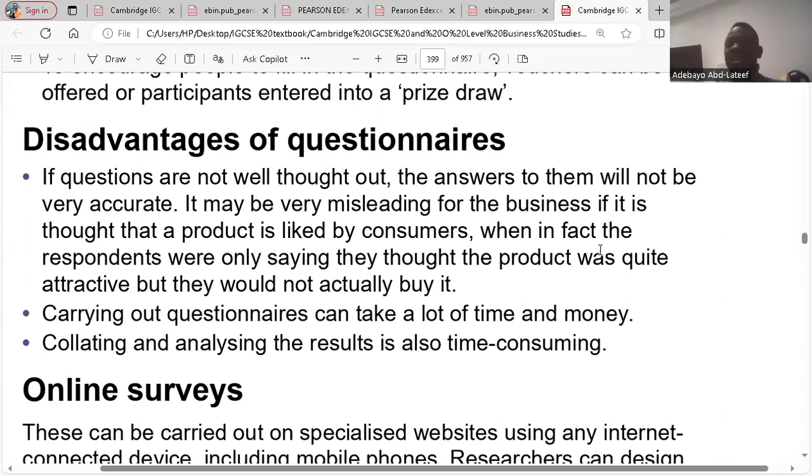Carrying out questionnaires can take a lot of time and money. It is expensive. It takes a lot of time too. Do you get that? The third one: collecting and analyzing the results is also time consuming. You've gathered different data, this is quantitative. You have to collate them. You have to put them together. It takes time.